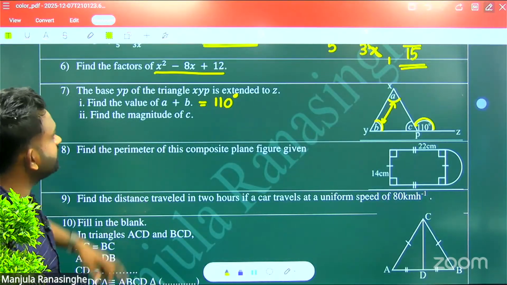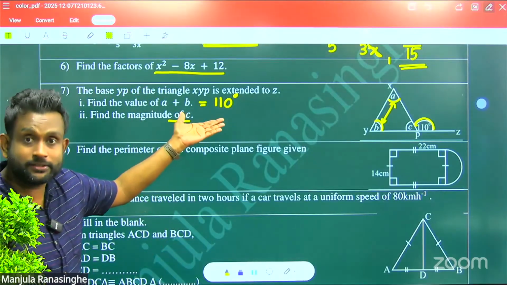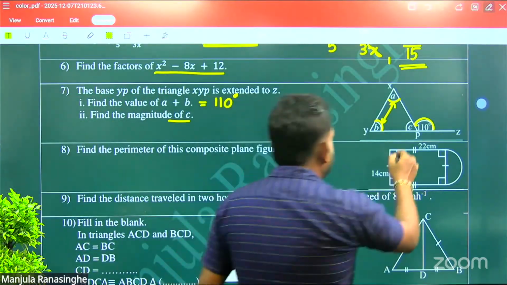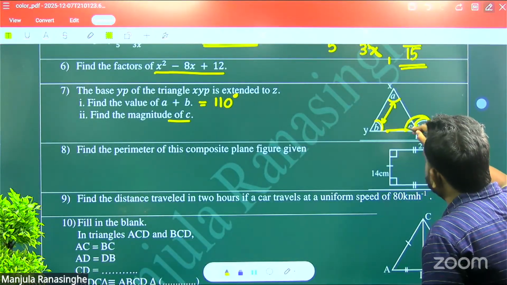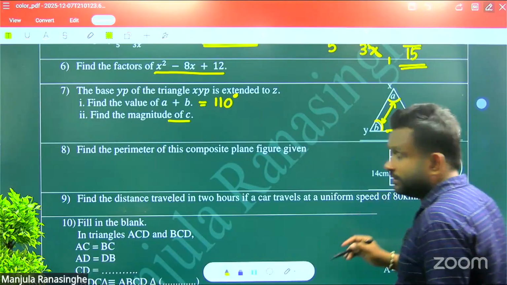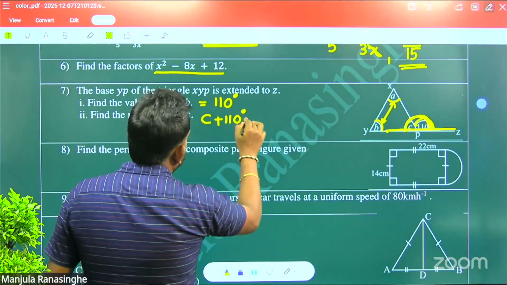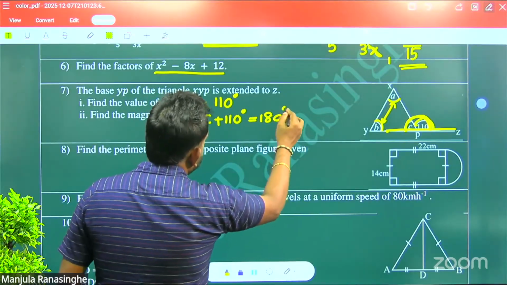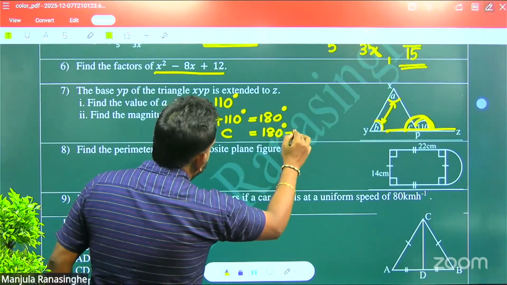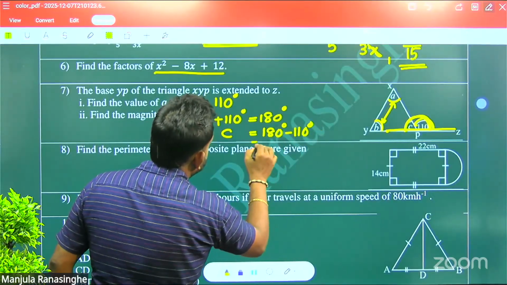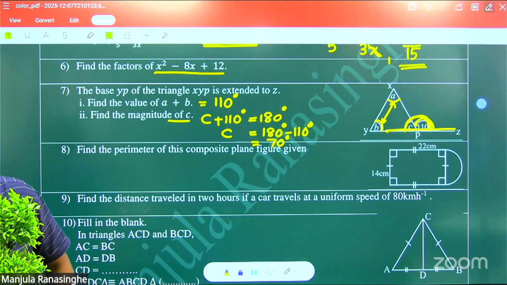Then find the magnitude of C. So you can see, this is the exterior angle theorem concept. C can be found right here, on the straight line. These are adjacent angles on the straight line. They add up to 180. So you can write C plus 110 equals 180 degrees, the angles on a straight line. Then to make C the subject, from 180 subtract 110. Then it comes as 70 degrees. Right, it comes as 70 degrees.